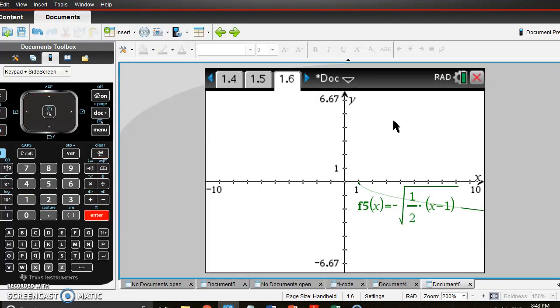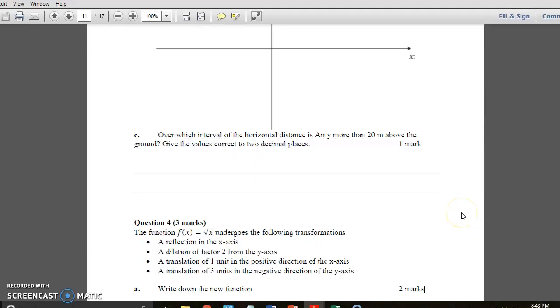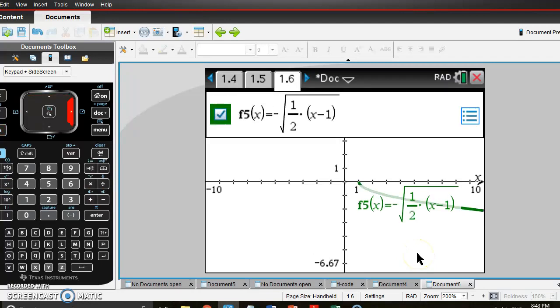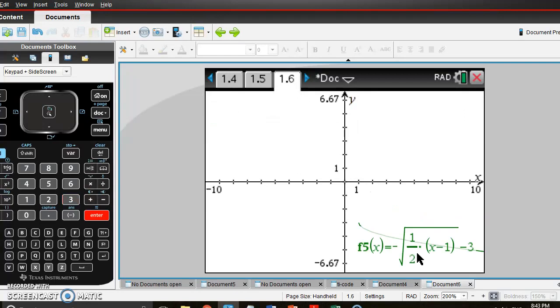There we go. So now it's moved to the right by 1. What I've done there is take out that common factor of a half. Based on that, it translates 3 units in the negative direction of the y-axis, so that means I am subtracting 3 from the whole thing. Minus 3. And that's what we end up with there.